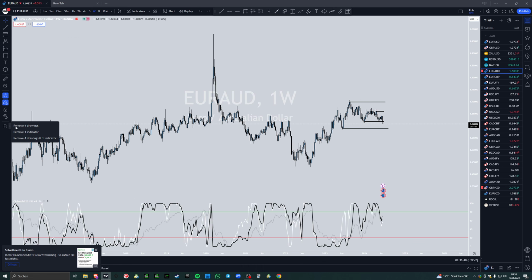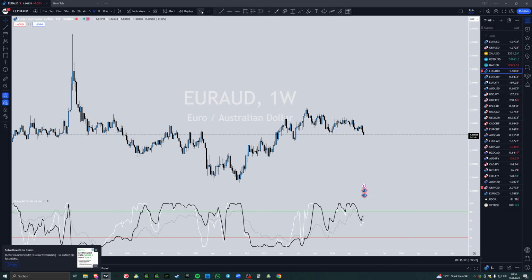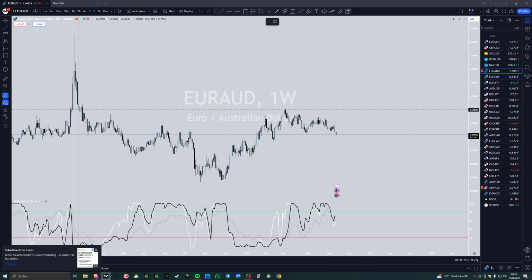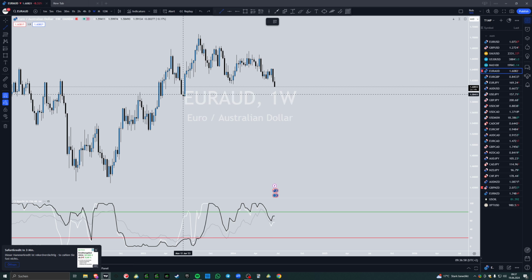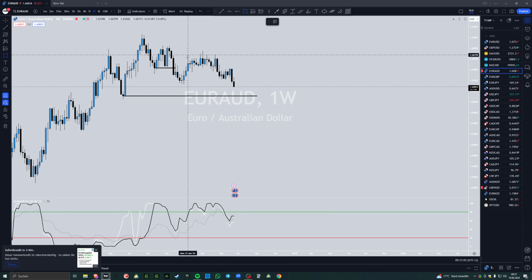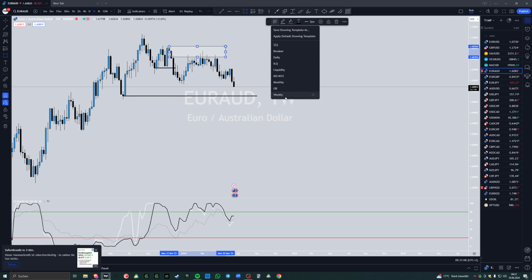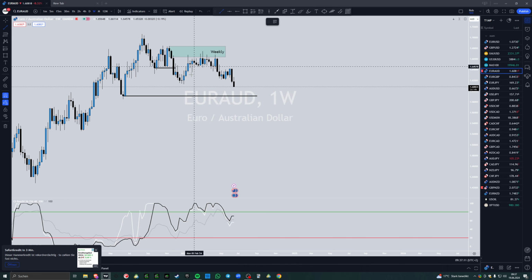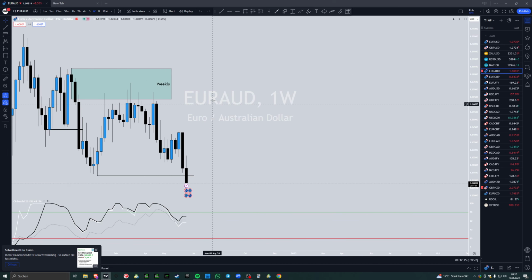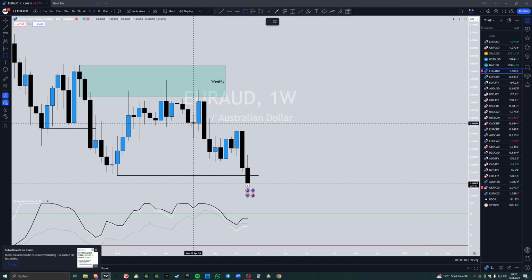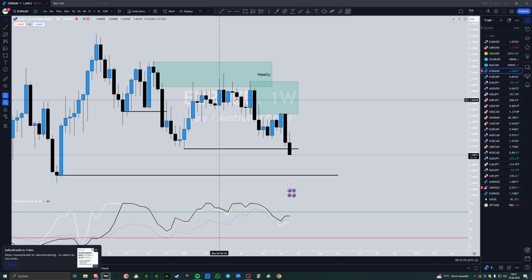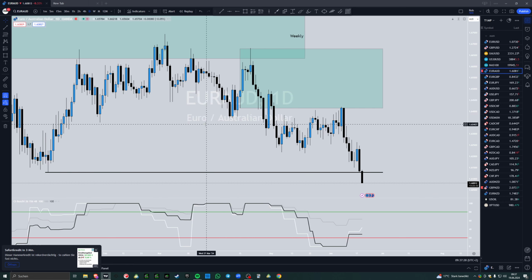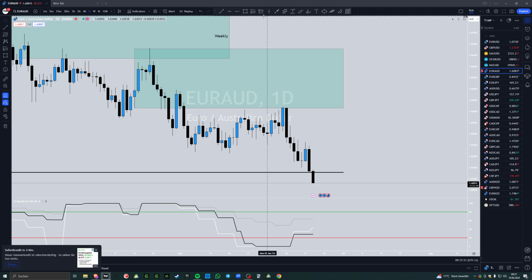So let's quickly go over the other pairs. So here you can see all these shifts in structure. So this pair not really good right now. Nevertheless, these are your zones, and you can see nice mitigation right here, and then here we get a shift.